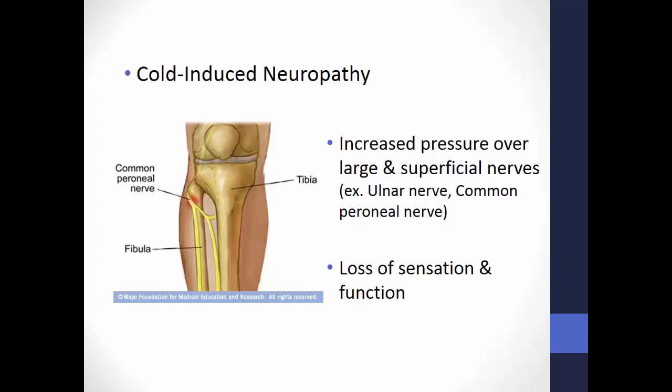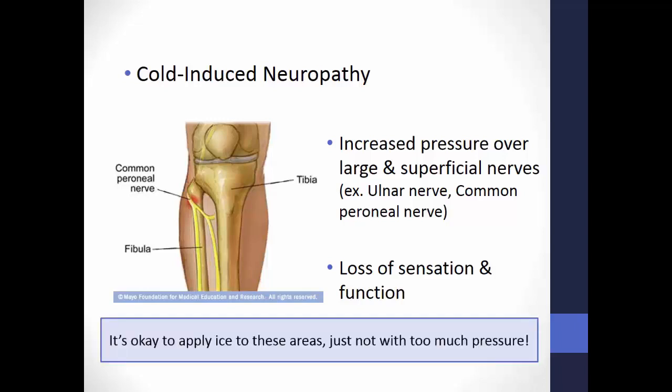Two common areas for cold-induced neuropathy are the ulnar nerve in the elbow and the common peroneal nerve, which is demonstrated in this picture. Again, it is okay to apply ice to these areas. You just may want to consider placing a paper towel between the ice and the skin or reducing the amount of pressure with which the ice is wrapped to the area.